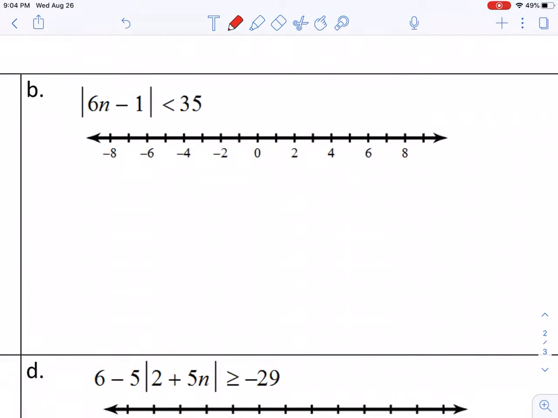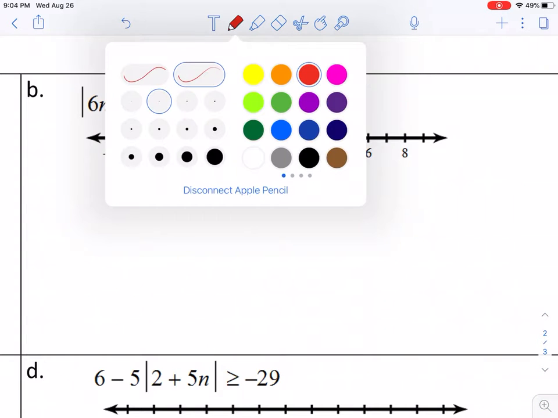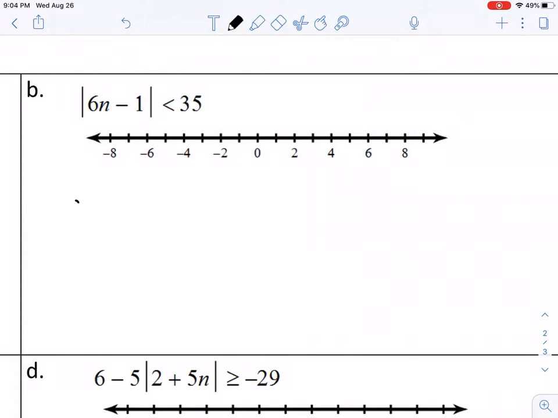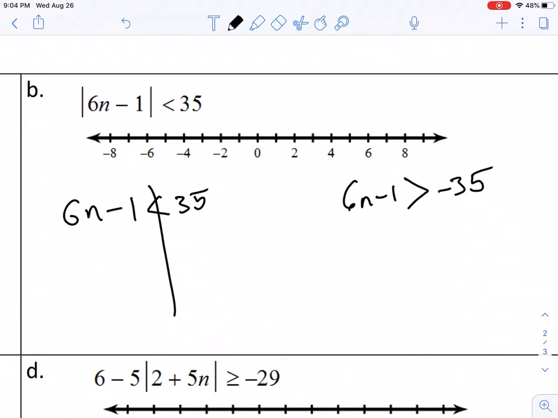All right, so I'm checking to see, first step, is there anything outside that I need to move? The answer is no. Second step, split this into 2. So I have the first one, 6n minus 1, is the same. And a second equation, 6n minus 1, is flipping negative. I'm going to solve each. First one, adding 1 to both sides to give me 36. Divide by 6, and n is less than 6.